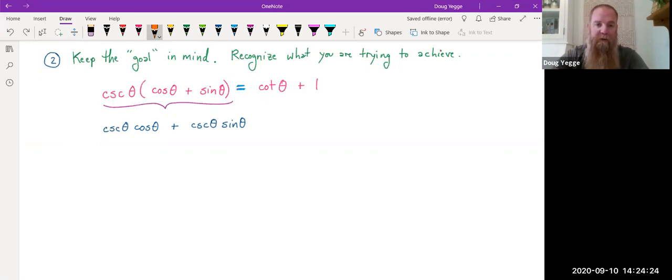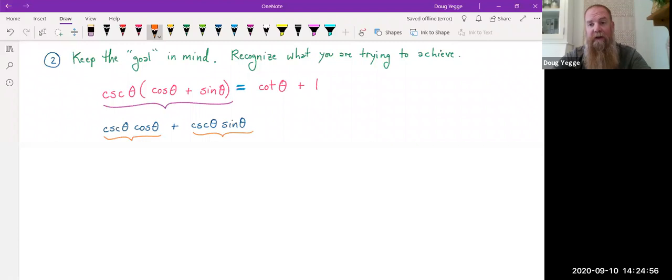Secondly, I had one single term because it was all factored, while on the right side, I had 2 terms that were being added. And so all within the first step, notice that I now have 2 terms that are added. So I'm keeping the goal in mind. I'm already recognizing that it's starting to look closer to what it's supposed to. So my guess is that one of these terms is going to be able to turn into cotangent theta, and one of them will be able to turn into 1. And our job is to figure out which one to do.